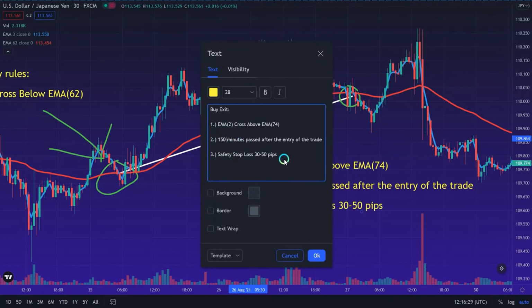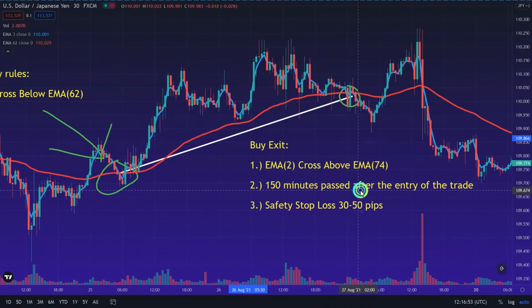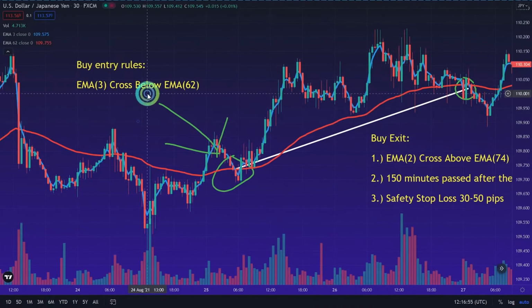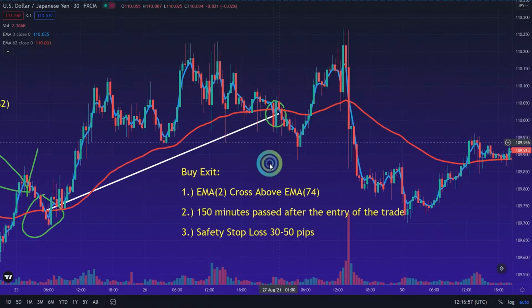And the safety stop loss is key to every strategy. Most of the time you won't be using it, but if the markets have a crisis, crash, anything can happen, your deposit will be saved with the stop loss. So it is important because the world is crazy. So these are the buy entry and these are the buy exit rules.